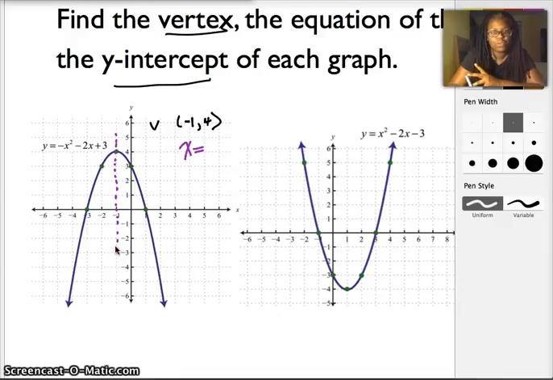Okay, so we've got this vertical line, and vertical lines are going to give me an x equals line, right? So this is x equals, let's see, -1. So that's the AoS, axis of symmetry.